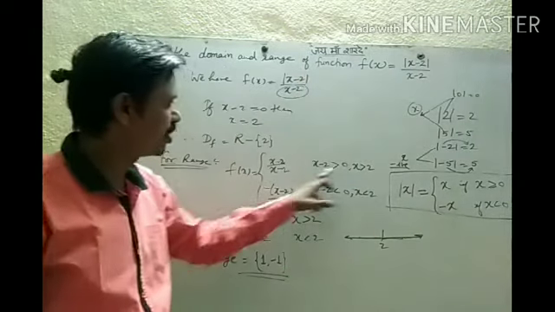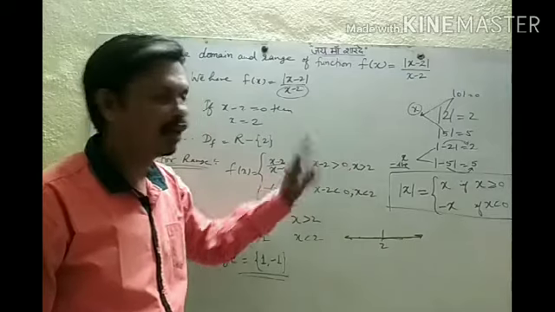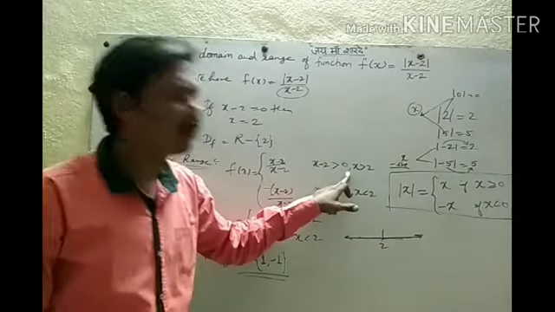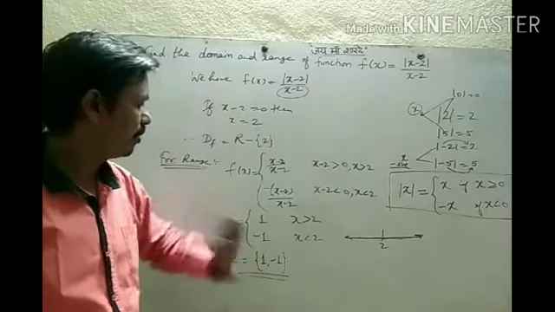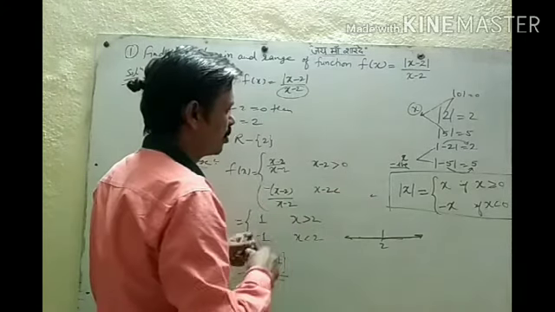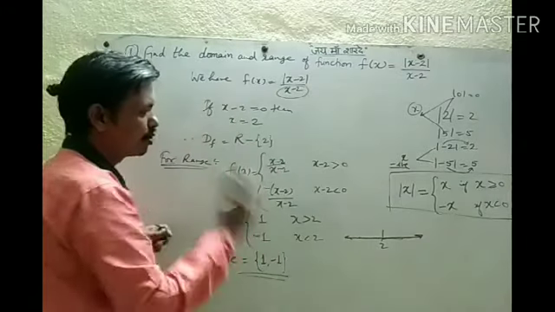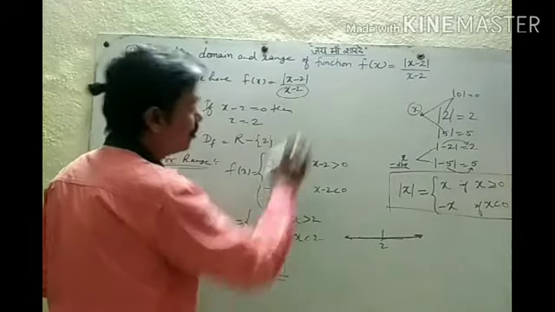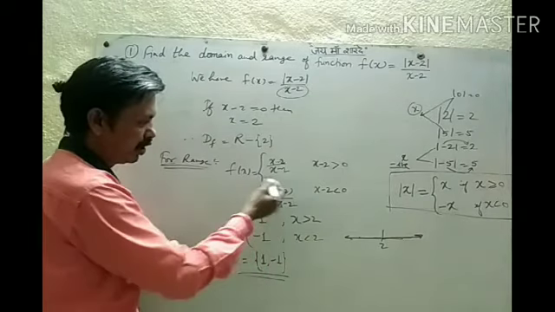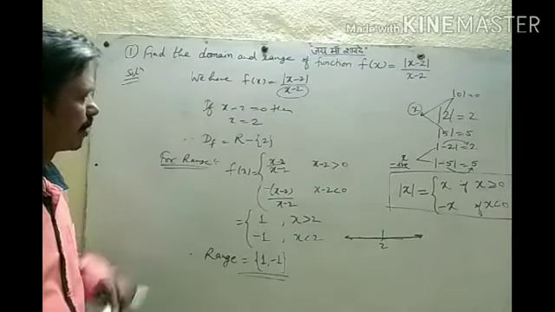But here we cannot include 0, because when we take x minus 2 equal to 0, x will be 2, and 2 is not in our domain. So x minus 2 will be only more than 0. Okay? So when x minus 2 is more than 0, mod of x minus 2 will be x minus 2. When x minus 2 is less than 0, mod of x minus 2 will be minus of x minus 2. That will give you the value of f of x as 1 and minus 1. So the range will be this side.